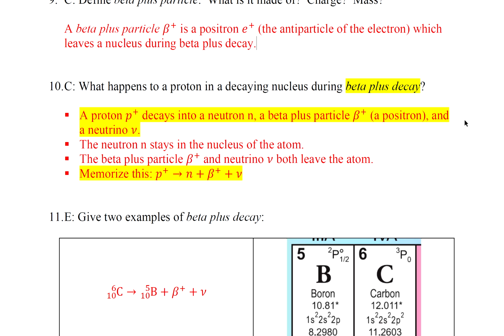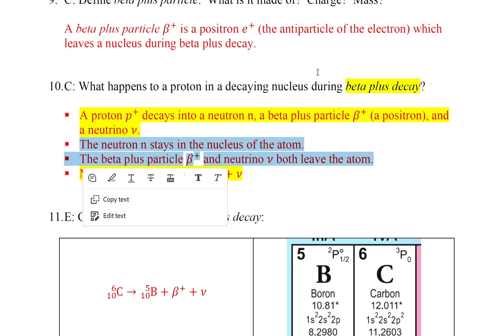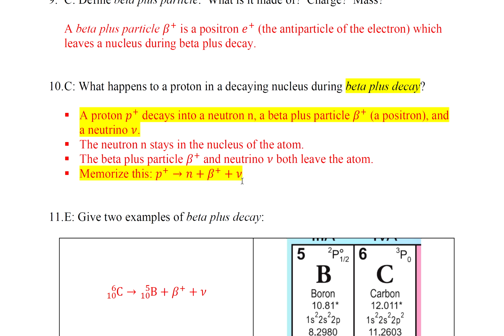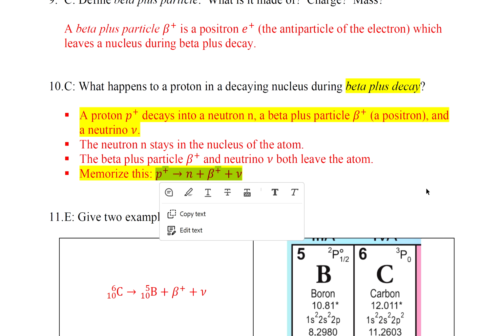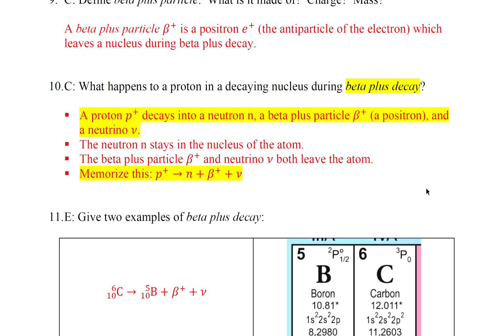A proton decays into a neutron, a beta plus particle, and a neutrino. The neutron stays in the nucleus of the atom. The beta plus particle and neutrino both leave the atom. So memorize this. A proton becomes a neutron, a beta plus particle, and a neutrino.